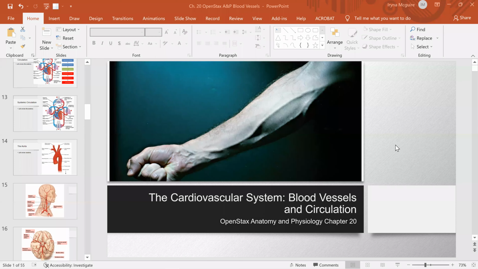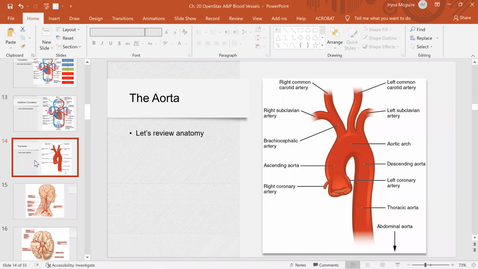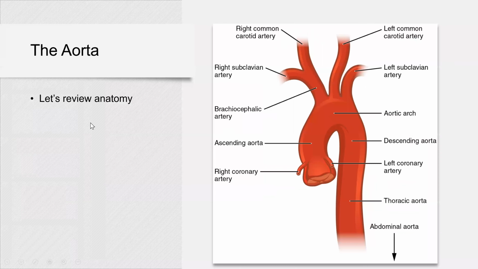Hello, everybody. Welcome to today's video lecture, and we continue covering the cardiovascular system, blood vessels, and circulation. So this is the second video, and in this video, we will concentrate on major blood vessels that we need to know, right? So let's go ahead and begin. So let's review anatomy of the aorta first.